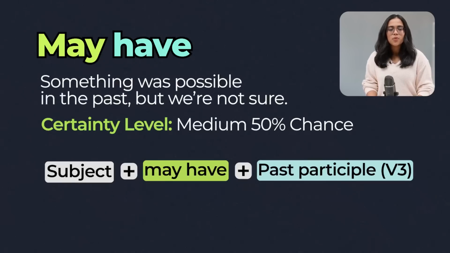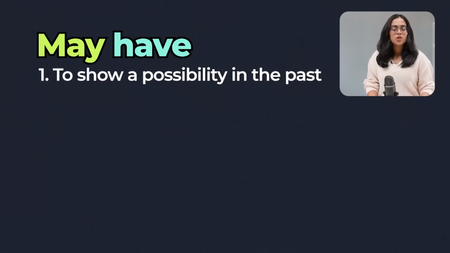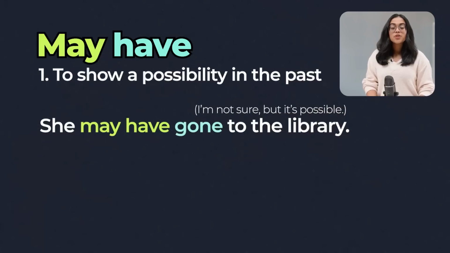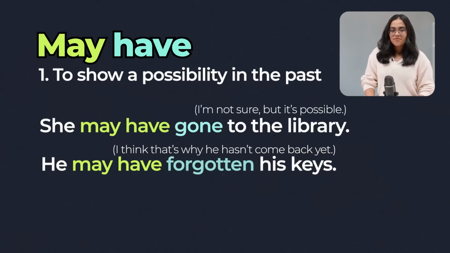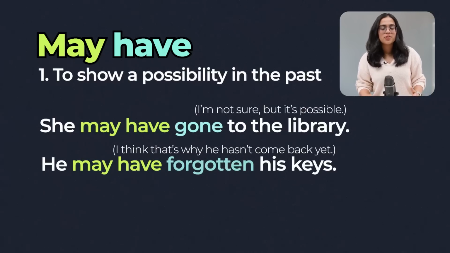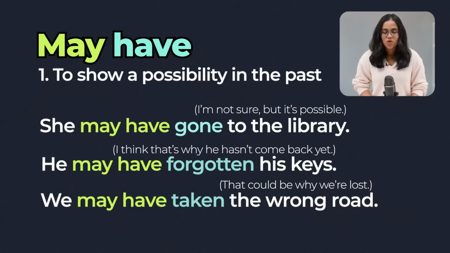Now, let's understand when we use may have. First, we use may have to show a possibility in the past. This means when something possibly happened, but we don't know for sure. Example, she may have gone to the library. I'm not sure, but it is possible. He may have forgotten his keys. I think that's why he hasn't come back. We may have taken the wrong road. Now, this could be why we are lost. So, it's a possibility, but the chances are 50%.